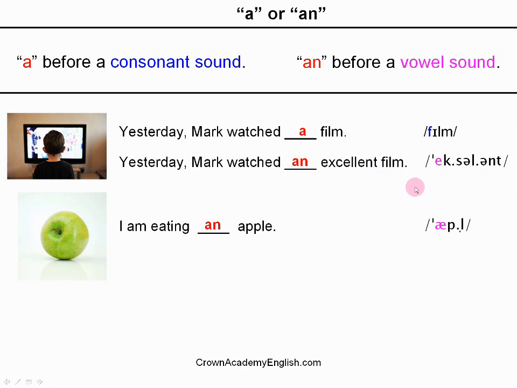But let's add an adjective. Green apple. So the word after the article, this time it starts with a consonant sound. Green, green. So it's a consonant sound, so we say a green apple, a green apple.